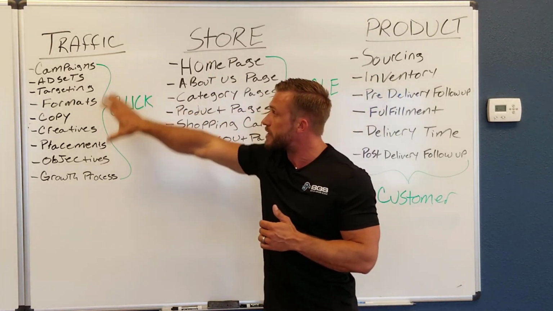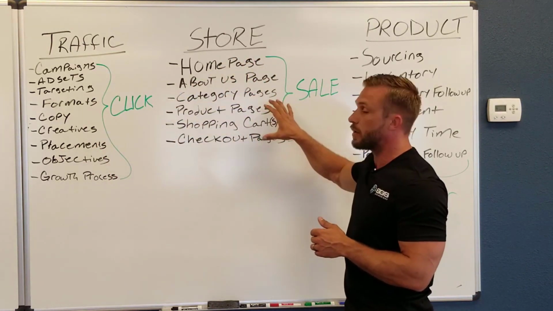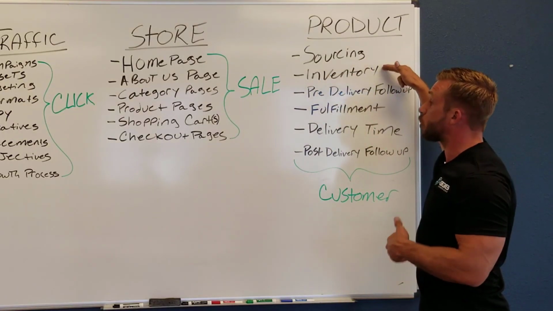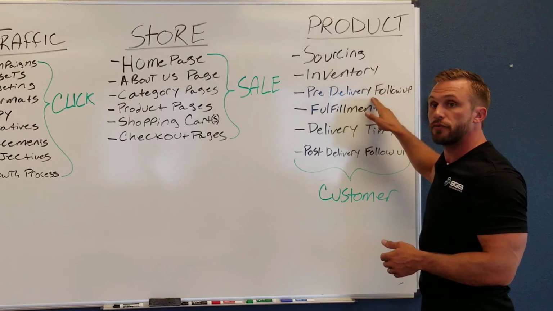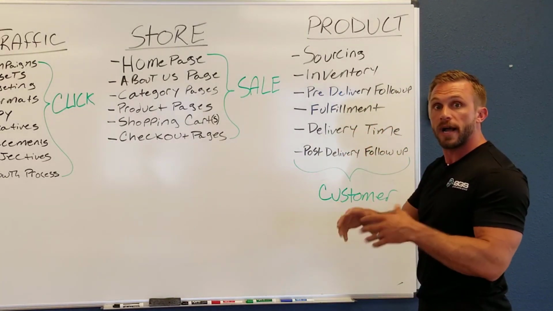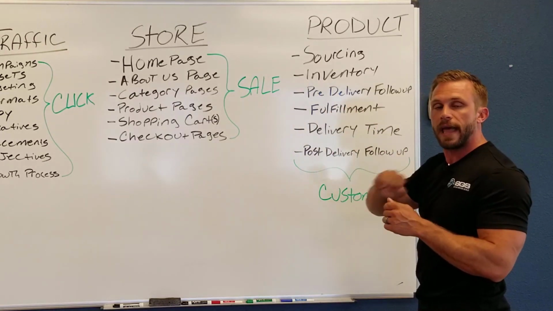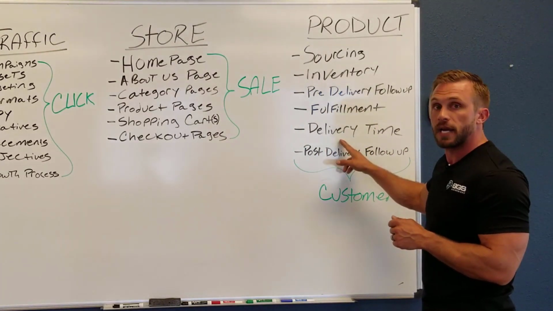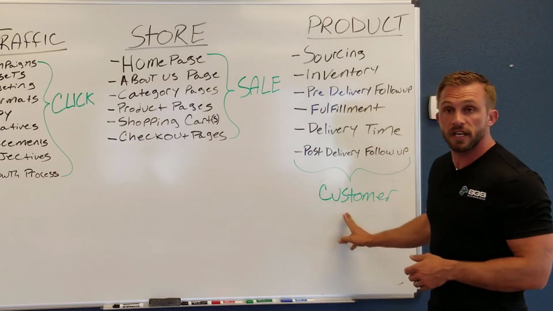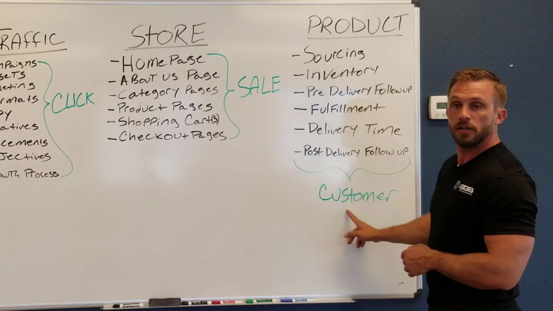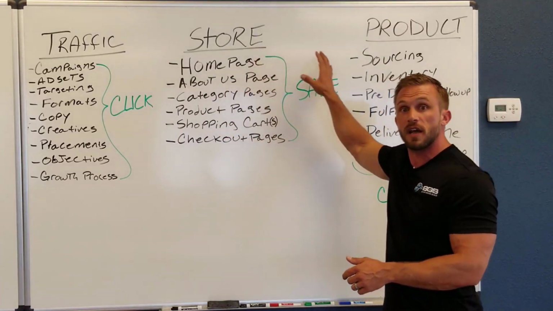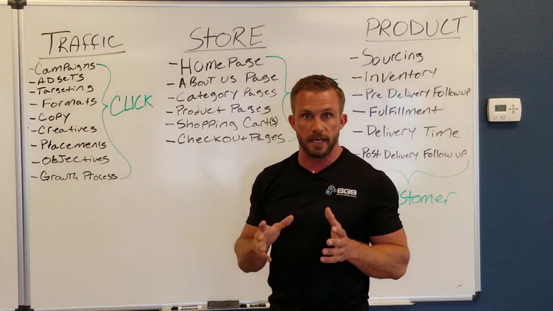Now, you have all this to get a click, then all this to get a sale, and from there you've got your sourcing, which you've already done. Then you've got your inventory. Do you have it in stock? You've got pre-delivery follow-up if you're doing it. Fulfillment, getting the product put into a box, orders generated and out the door. And then you have your delivery time before it shows up to the customer. And then finally, post-delivery follow-up. All of that generates a customer, because if you don't do all of this, you're going to get a refund or a chargeback and you don't get a customer. Okay, so all of this stuff has to happen in the process of making a sale.